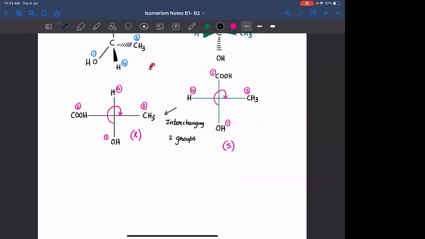Clear? Okay. I'll give you some questions. Please mark the RS configuration.